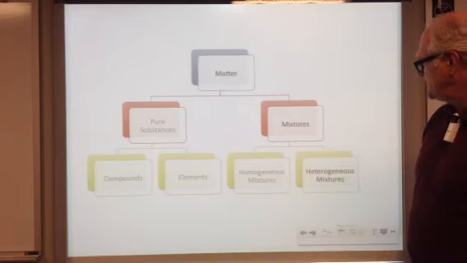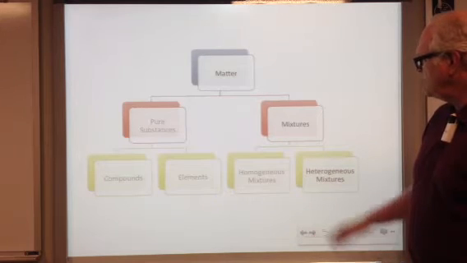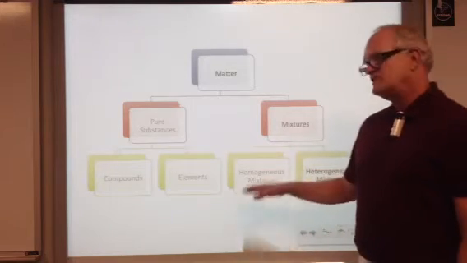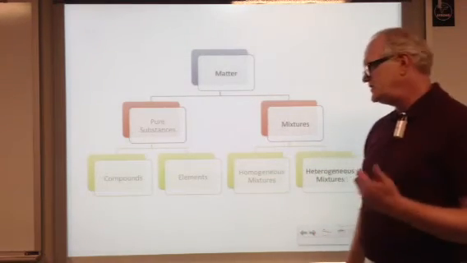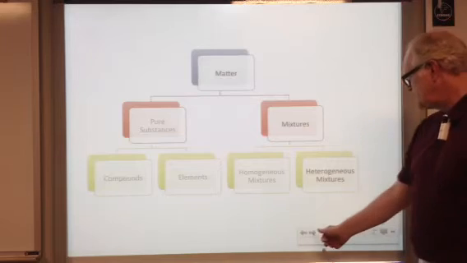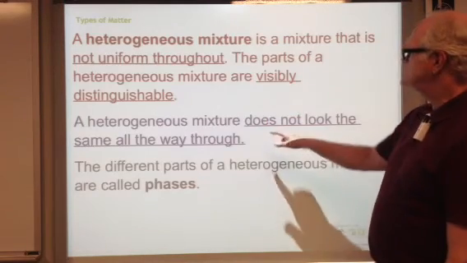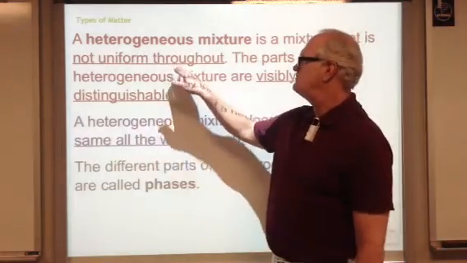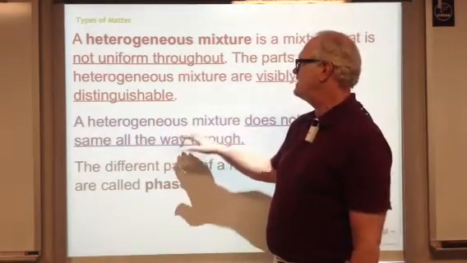So homogeneous mixtures are one category of mixtures, and heterogeneous mixtures are the other. The prefix homo means the same. A homogeneous mixture looks the same all the way through. A heterogeneous mixture does not look the same all the way through. It's not uniform throughout, another way of saying the same thing.